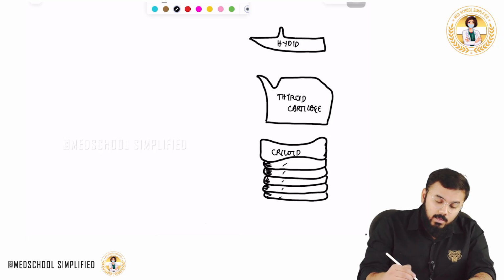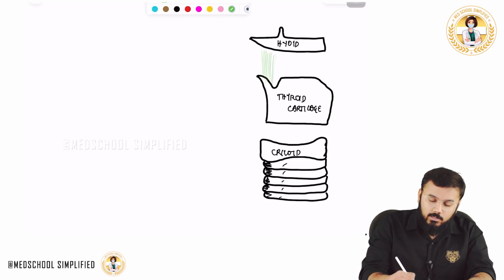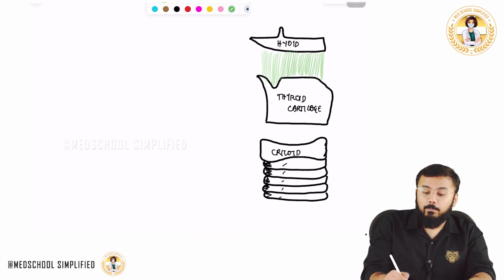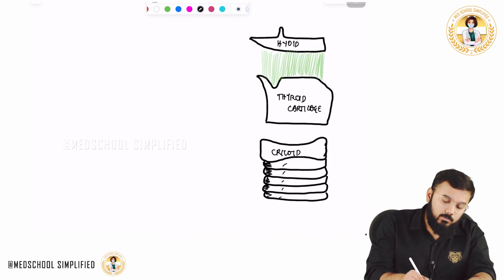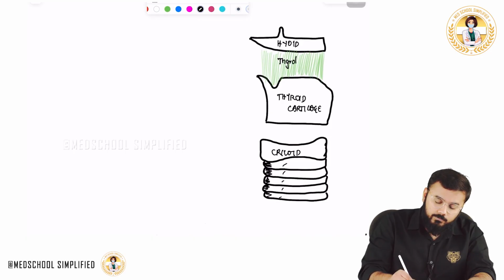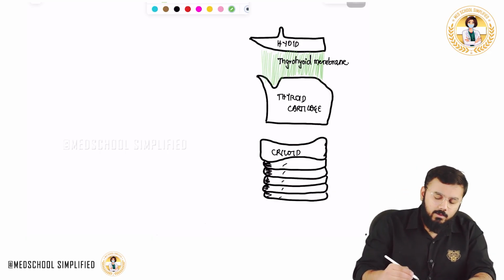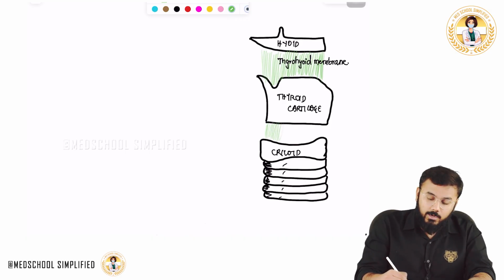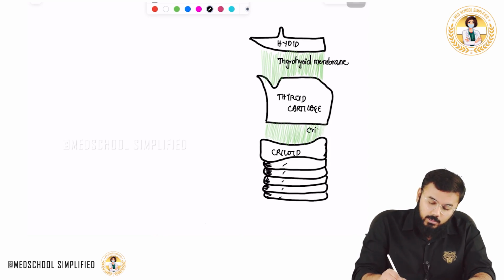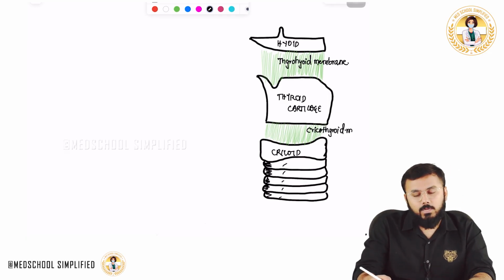Now I am drawing a membrane that is present between your thyroid and the hyoid bone. This membrane is called the thyrohyoid membrane, not muscle. In the same way, I am also drawing a membrane present between the cricoid and the thyroid cartilage, and this membrane is called the cricothyroid membrane.